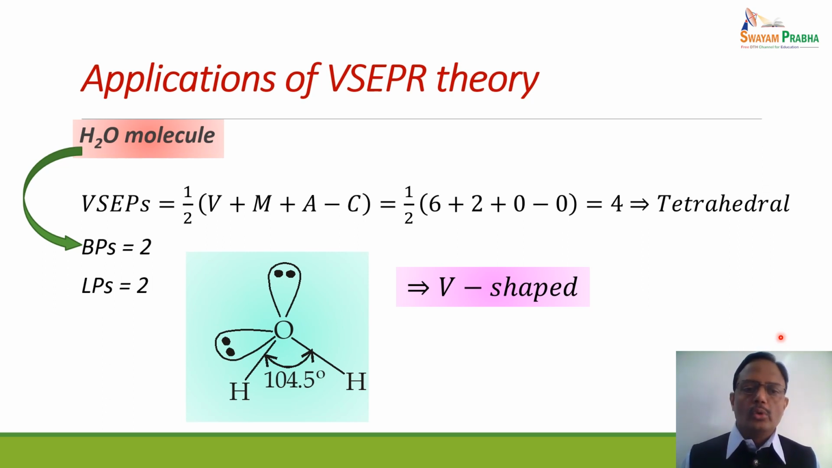But because of the 2 lone pairs, definitely the geometry has been changed to V-shaped or bent molecule, and the bond angle further reduces to 104.5 degrees from the natural bond angle of 109.5 degrees due to 2 lone pairs on the oxygen atom.